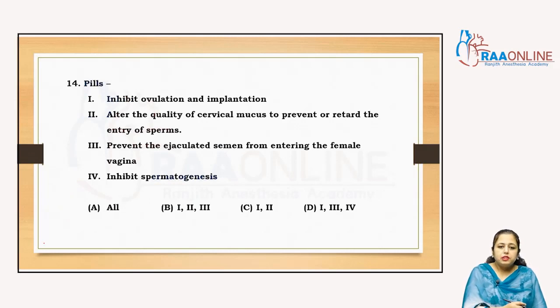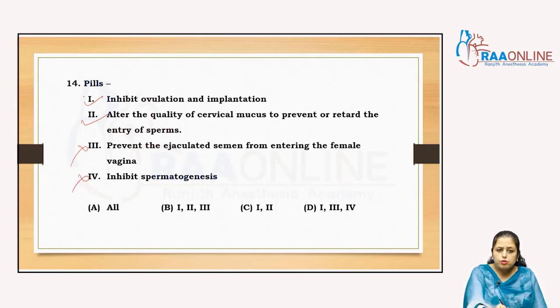What about the pills? Pills inhibit ovulation and implantation. It is correct. Alter the quality of cervical mucus to prevent or retard the entry of sperm. Exactly. Prevent the ejaculated semen from entering the female vagina? No. Inhibit spermatogenesis? No.